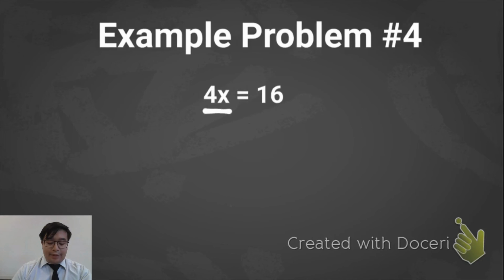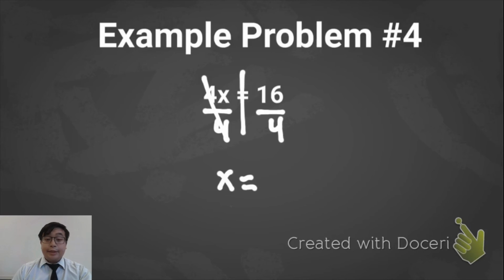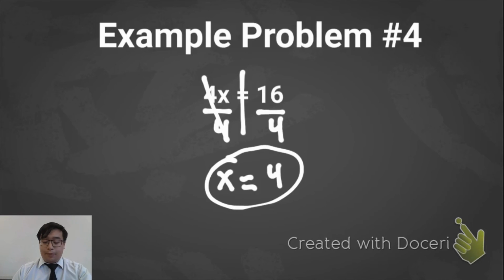So I need to divide this side by 4. And whatever I do to one side, I need to do to the other side. So divide this by 4. Times 4 and divided by 4, those are going to cancel out. X is equal to, and 16 divided by 4 is going to be 4. So the answer is going to be x equals 4.